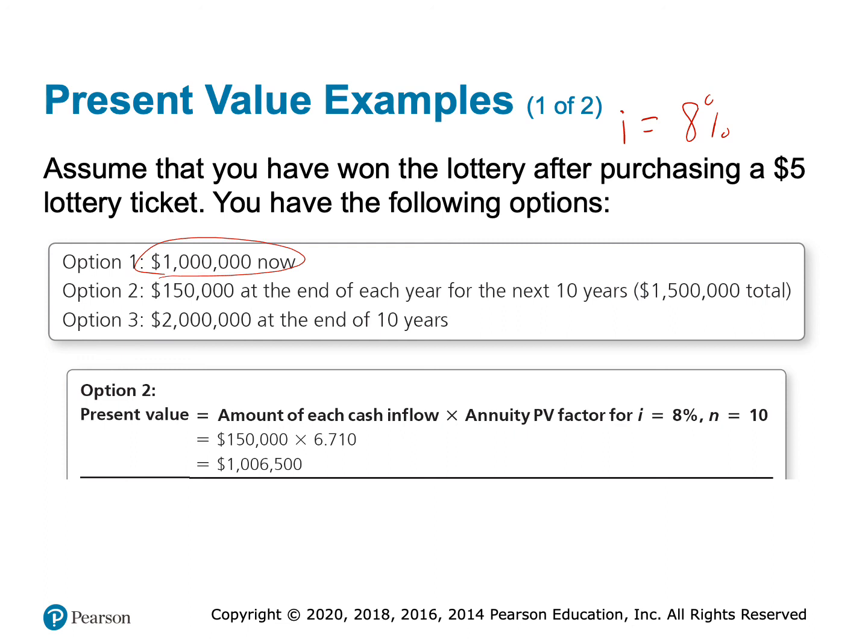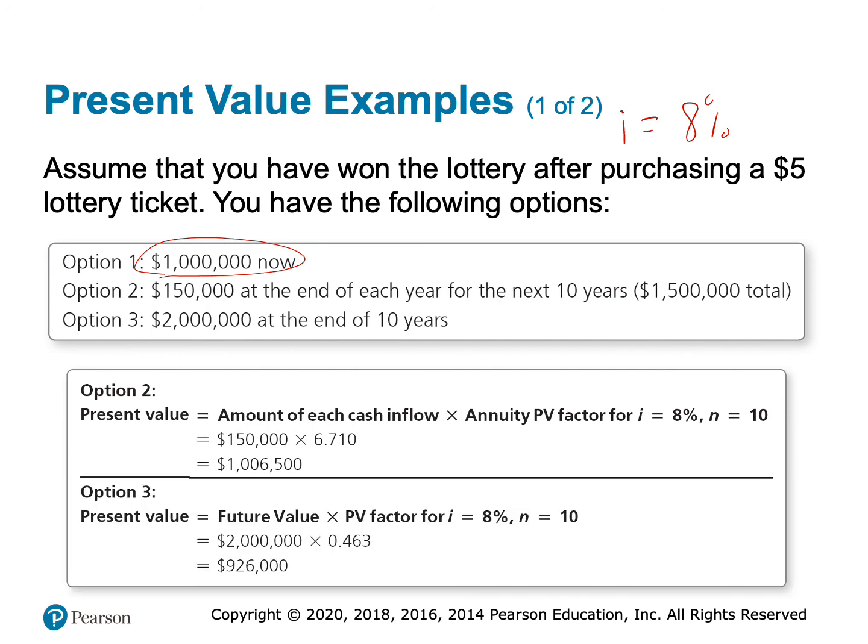Or we could do option three. Since option three is only a one-time cash flow, we would look that up in the present value of $1 table. You look up 10 years, 8%, and you get a factor of 0.463. When you multiply 2 million by 0.463, we get $926,000. Notice that even though that is double the amount you would get in option one, it's actually the lowest in terms of present value. So we would ideally want to take option two in this scenario. It's going to give us the most money in terms of today's dollars over time.